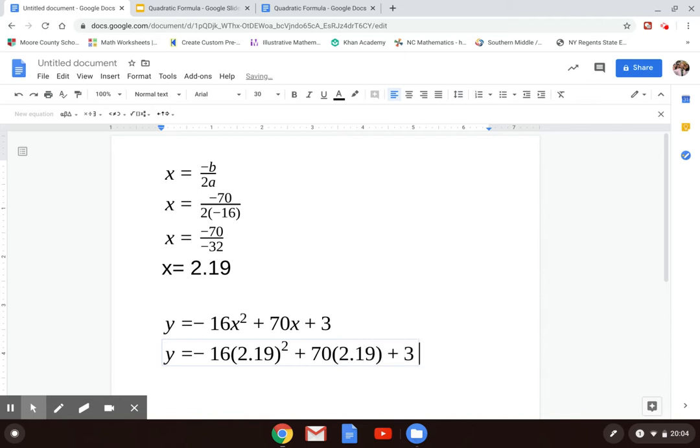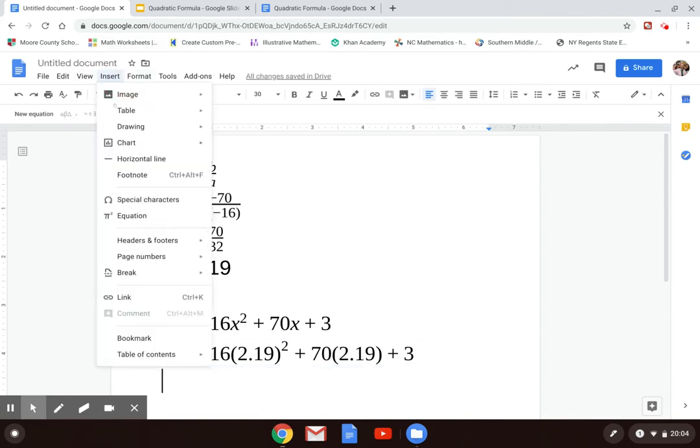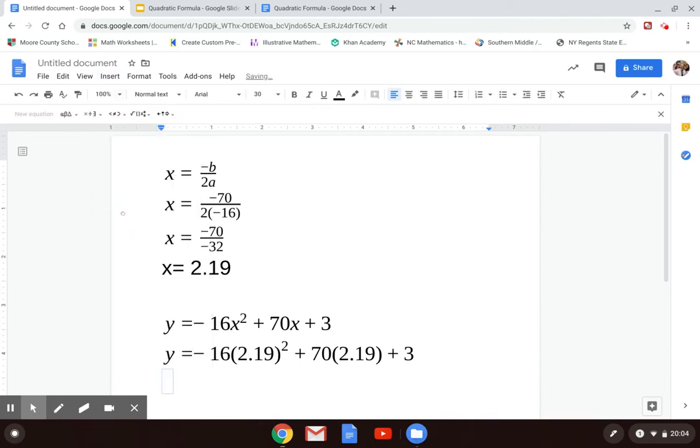plus 3. Okay. So then on my next line, y equals, so if I do 2.19 squared on my calculator, I get an answer of negative 16 times 4.7961, which I said that we would go ahead and round everything to the 100th place, so this would just become 4.80.